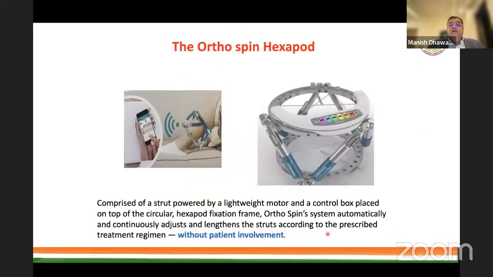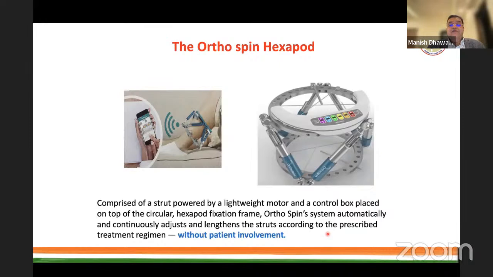Now further, this is the Israeli fixator, which is known as Ortho SUV hexapod. Suppose I operate on a patient from Nigeria. I am sitting in India, I do the correction, and I send the patient to Nigeria. Now I have programmed it, so it is moving. It will do it itself.